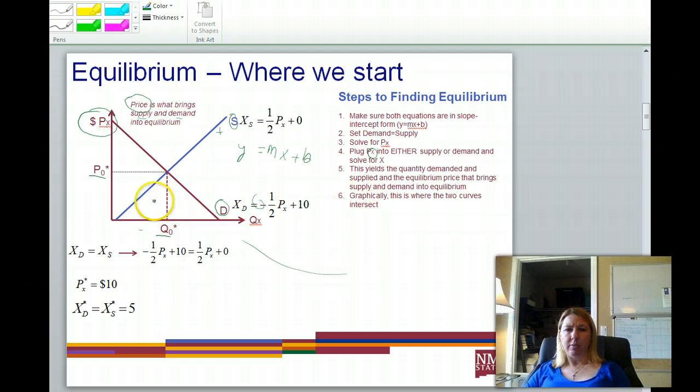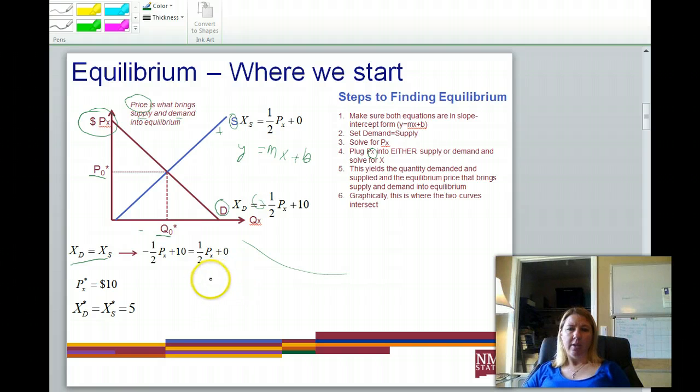Graphically, this is where the two curves intersect. In this case, we want to set demand equal to supply. So you have negative 1/2 p of x plus 10 equal to positive 1/2 p of x plus 0. When we solve that algebraically, we end up with p star of x equal to 10. We then plug that back into one of our equations to yield that the quantity demanded in the marketplace is equal to 5.